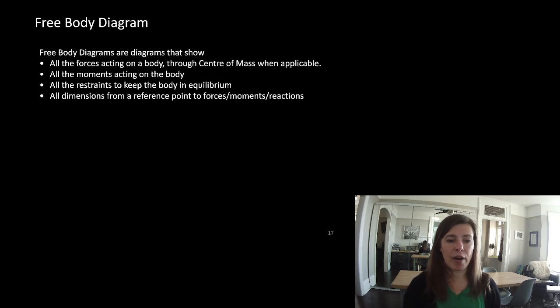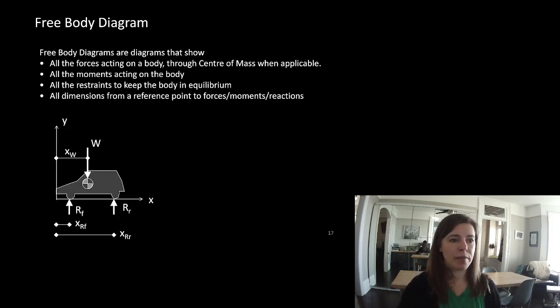So, a free body diagram. What is a free body diagram? A free body diagram is a simplified drawing that shows all the forces acting on a body through the center of mass where applicable, all the moments acting on the body, all the restraints that keep it in equilibrium, and all the dimensions from a reference point to those forces, moments, or reactions. And so this is a great visual technique to help us understand what's happening to our object. So let's take a look at a free body diagram.